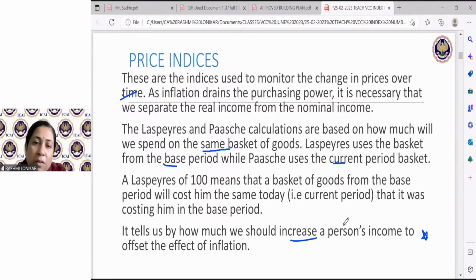These indexes are used by employers while increasing the salary or giving a raise to the employees, because they want to make sure that the employees are coming in happy, that whatever they are paying, the employee is able to run his household with that money. And so for that, they look at the price indices, and accordingly they try to change the salary of the person.